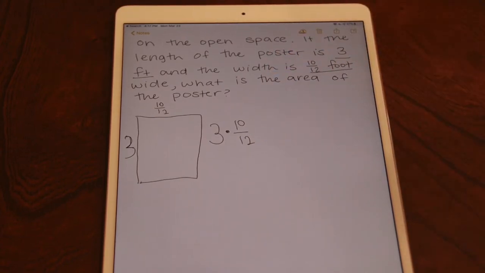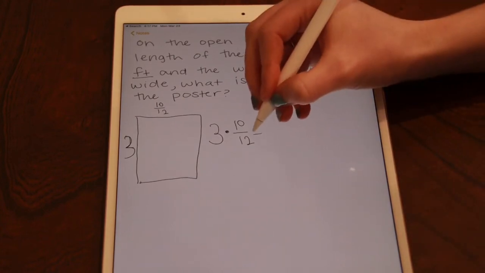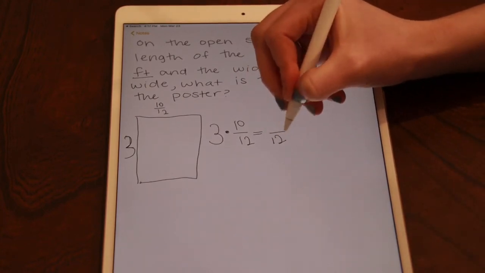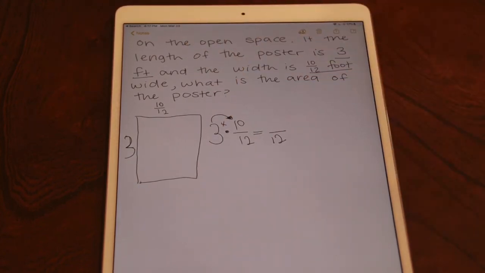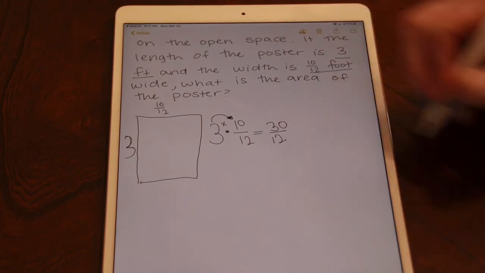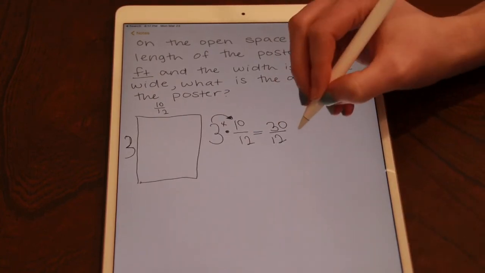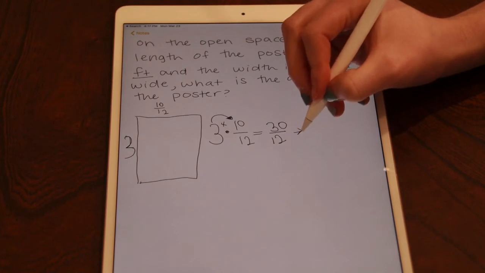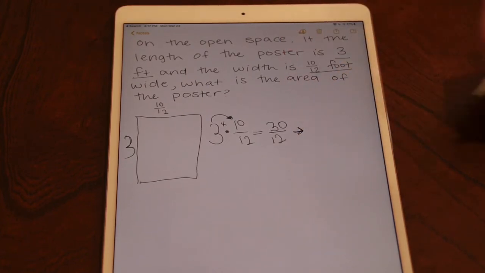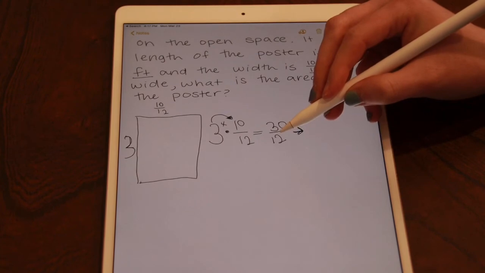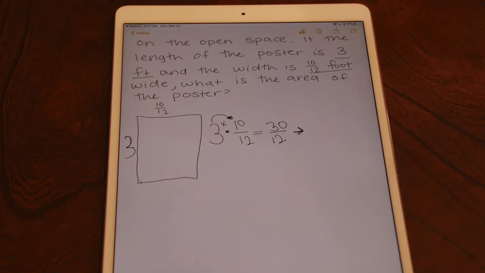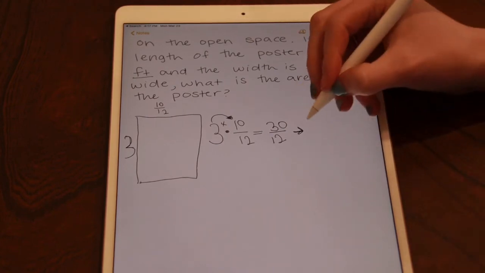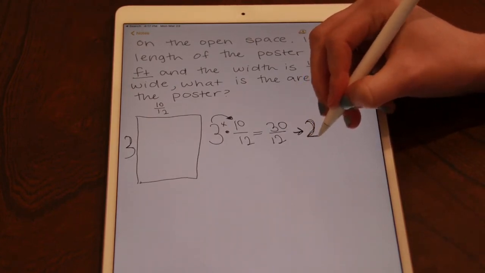And I could do repeated addition on this, or I could draw the model, but I want to use my teacher shortcut. I bring my denominator 12 over, and I multiply the whole number by the numerator. 3 times 10 would give me 30. And now I need to figure out what the mixed number would be. So I do 12 goes into 30 how many times? Well, I count on my fingers. 12, 24. Can't go any more, so I know it went in a full 2 times.